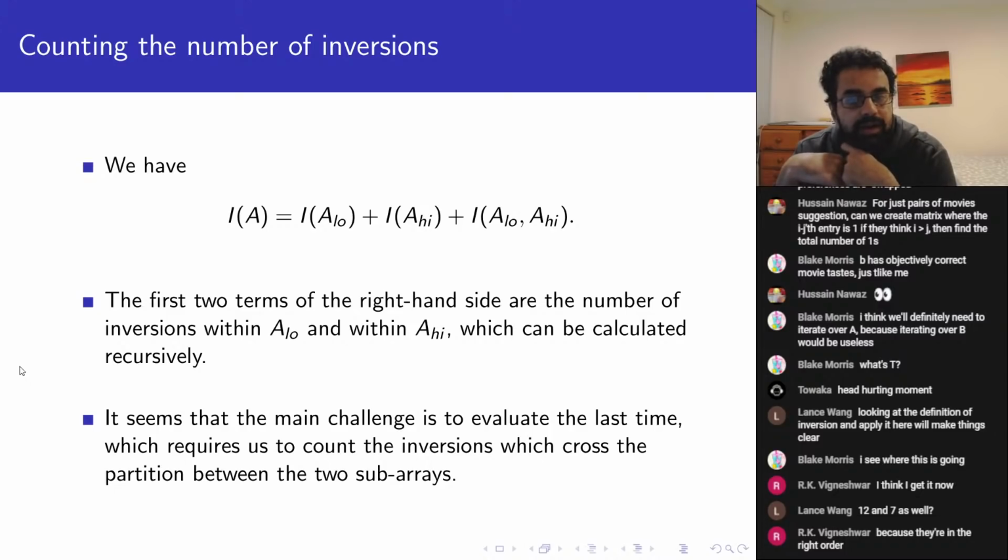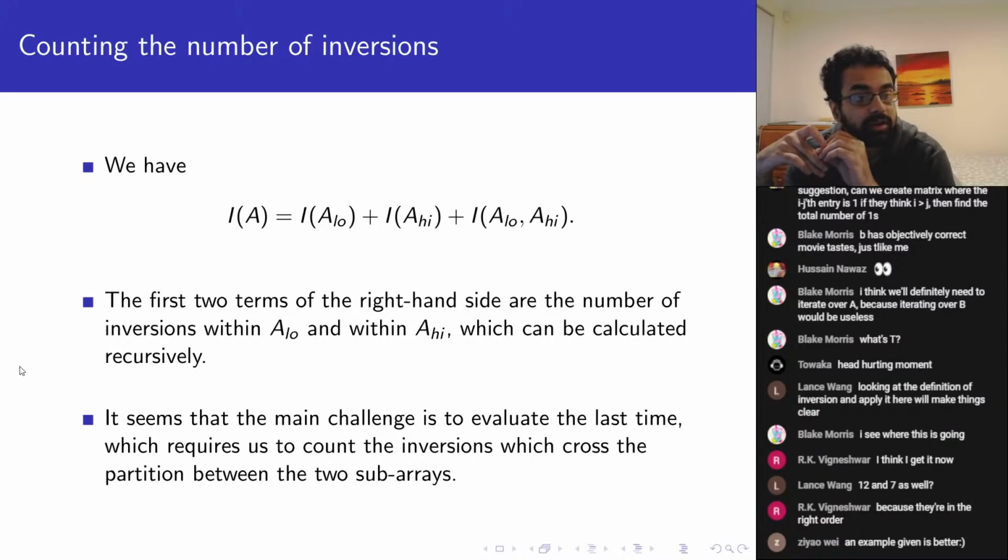The difficult part is to work out the last term. How many inversions are there that cross the partition? How many inversions take the low example from the first half and the high example from the second half? An example is coming. Don't worry.